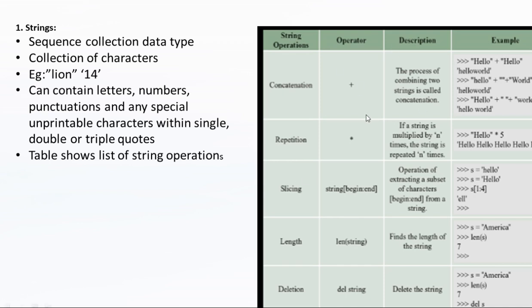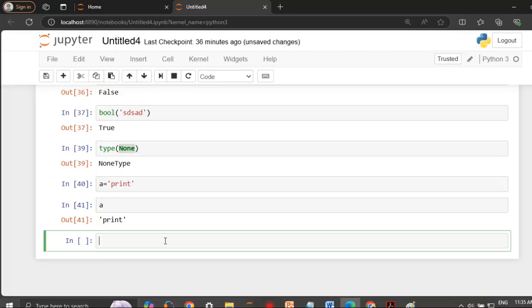Now some of the string operations are concatenation. Concatenation is a process where you're combining two strings. For example, here I will just demonstrate concatenation. Hello plus world. Now I'll give print of this.